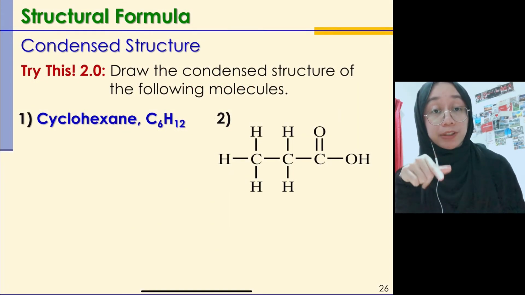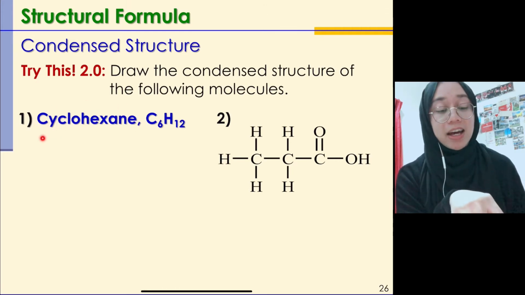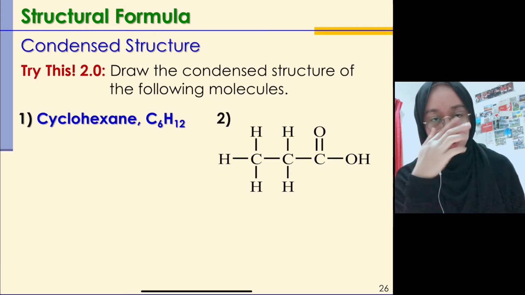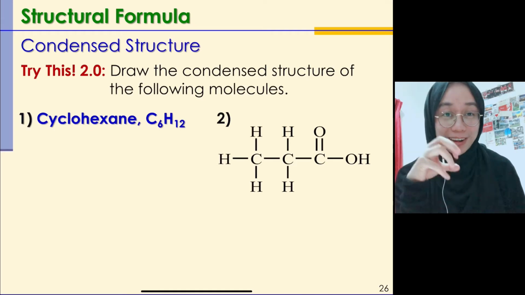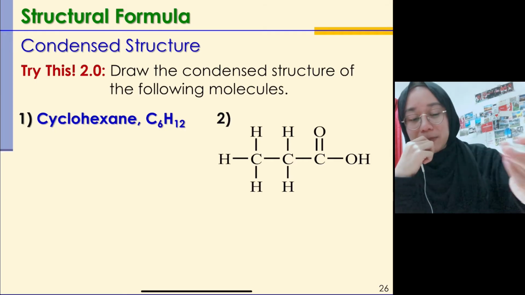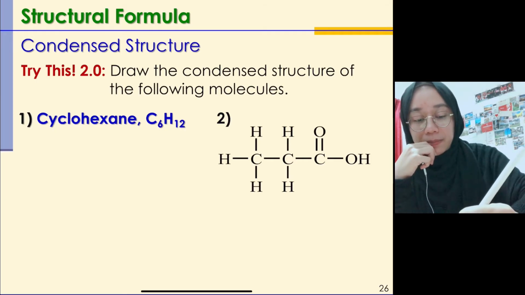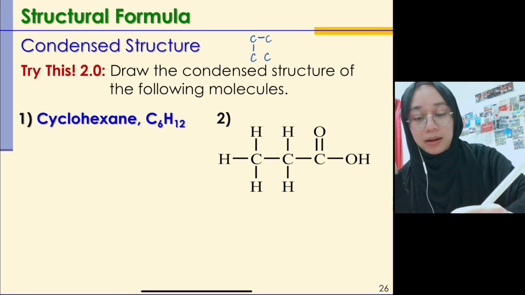Okay, so nanti kamu try sendiri buat ni. Cumanya untuk nombor 1 ni, dia adalah cyclohexane. Cyclo, ring. Okay, ini adalah ring. So ring ada bulatan tu kan. So how exactly kamu nak tunjuk dia condense tapi at the same time dia adalah ring. Okay, jadi for example, Miss bagi example kat sini. For example, kita ada butane. Cyclobutane. Cyclobutane dia ada 4 carbon.